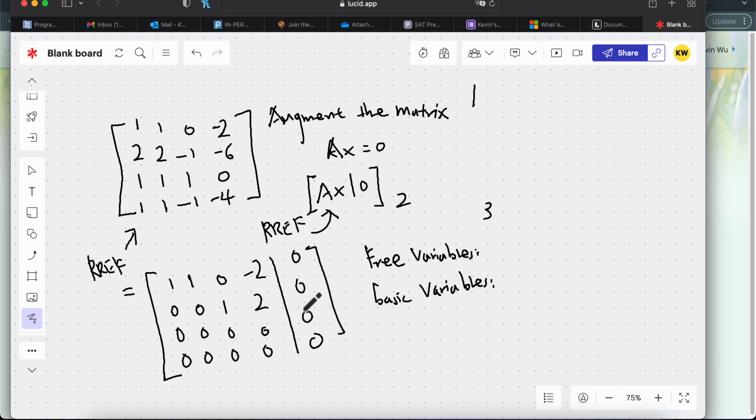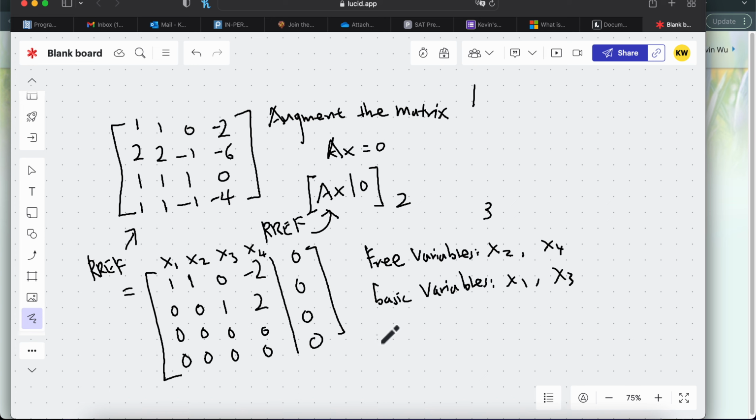Now, step 3 is looking at the reduced row echelon form. We need to identify our free variables and basic variables. This is my x1, x2, x3, and x4 because I have 4 columns. Now I see that in my first row, x2 and x4 are overlapping with x1, right? I can't have 3 pivots in the same row. So free variables are going to be x2 and x4. Now, basic variables are x1 and x3.